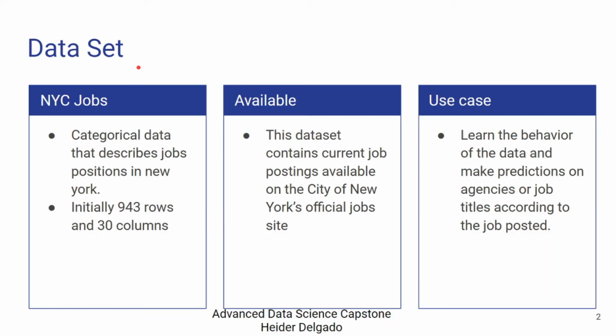So my dataset is the New York City jobs, categorical data that describes job positions in New York. Initially, I had 943 rows and 30 columns. This dataset contains current job postings available on the City of New York's official job site. And my use case is to learn the behavior of the data and make predictions on agencies or job titles according to the job posted.